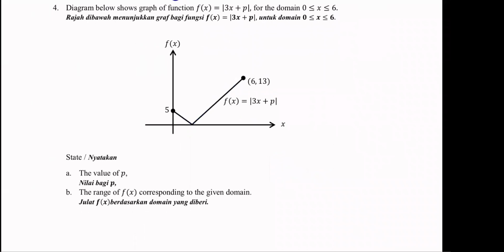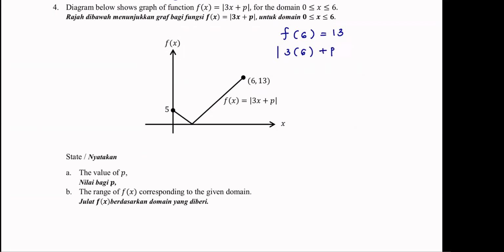So what I'm going to do here, so is f(6) equals to 13. Nampak tak? Ini object. 6 is object, 13 is an image. So 6 is actually the value of the x. So masuk dalam sini. So you're going to get modulus 3 times 6 plus p. Actually, you don't need to use the modulus already because we already choose the positive one. We already choose the positive.